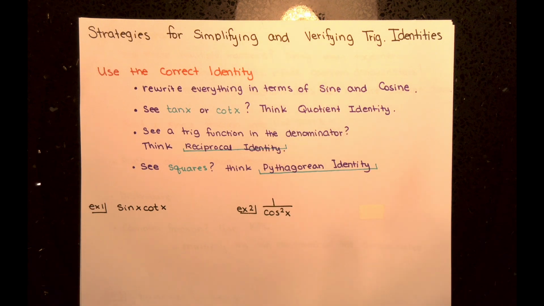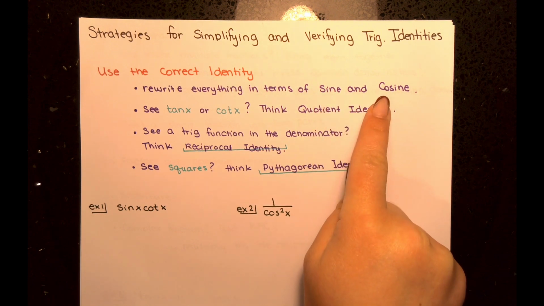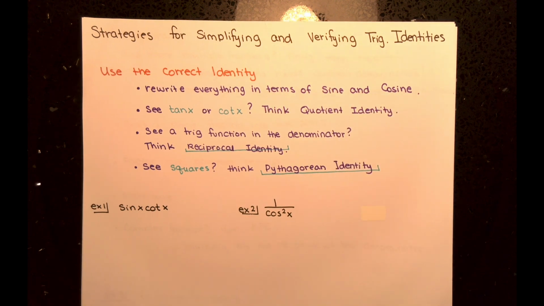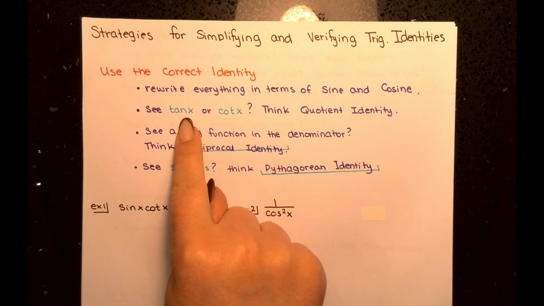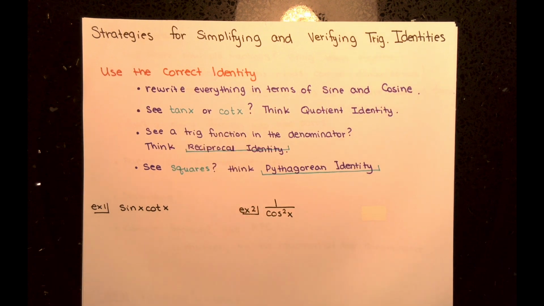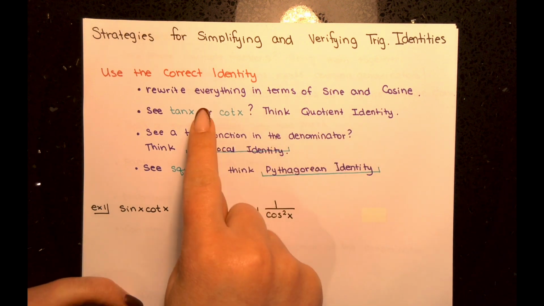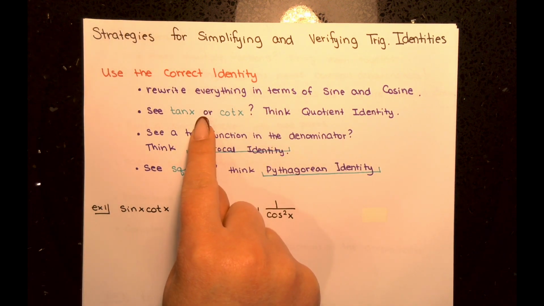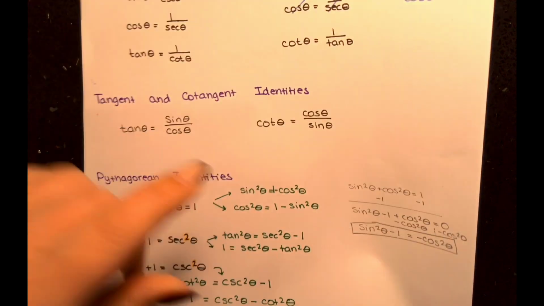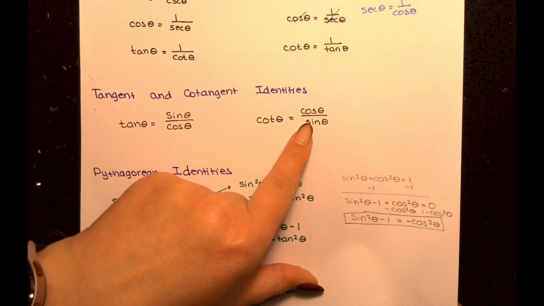The first thing you're going to do is check to see if you can rewrite everything in terms of sine and cosine. If you see a tangent of x or a cotangent of x, this could be squared. Think quotient identity. So tangent is sine over cosine, and cotangent is cosine over sine.